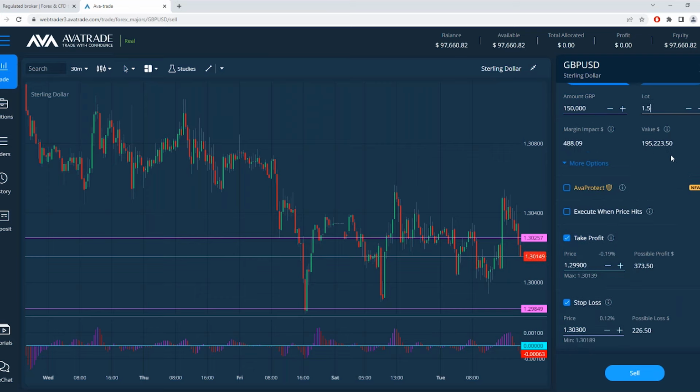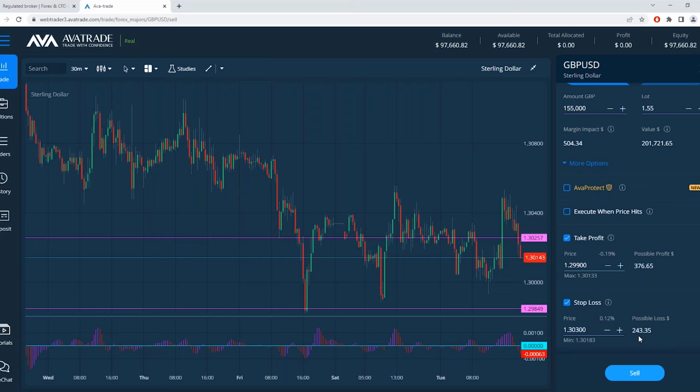1.5 lots. You see how it's calculating for me, 232. I can go a little bigger, 1.6 lots, 262. I wanted 250, so now I go 1.555. And there I'm pretty close to 250, 243.